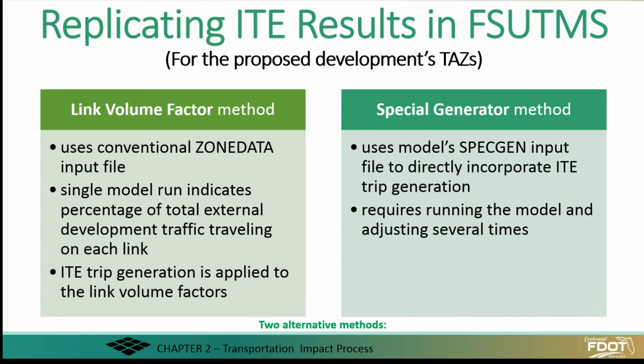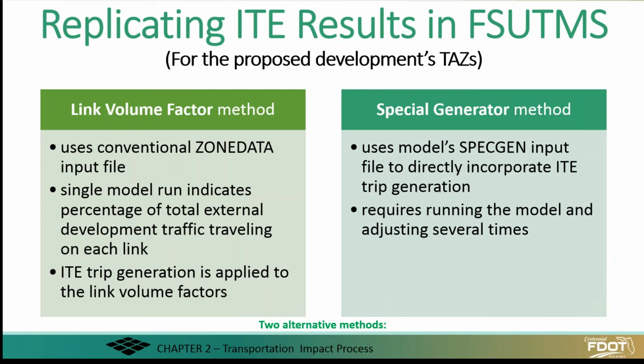The second method, the special generator method, uses the model's SpecGen input file, which is a file that allows you to actually manually input the number of trips. You can then take the number of trips that you've calculated using the ITE methodology, place that into the special generators file, and run the model with the ITE trips exactly matching or very closely matching what they should be.